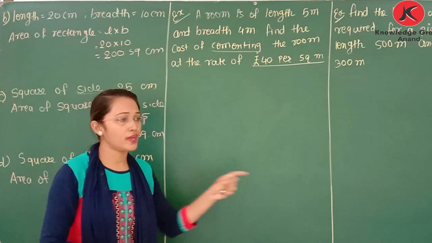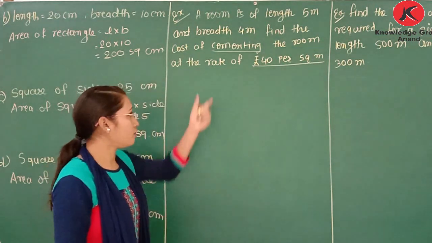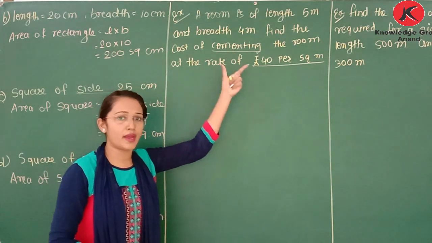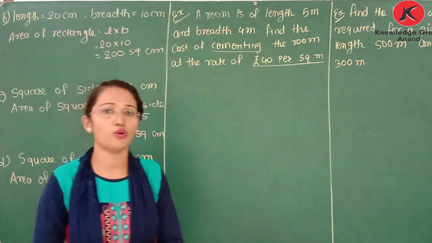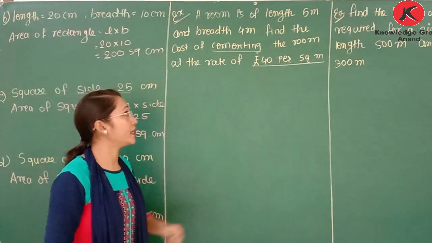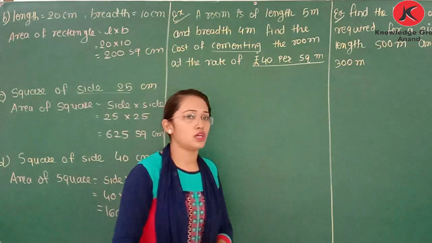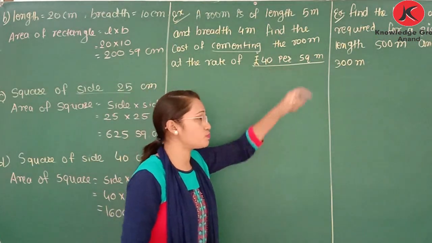Area. If we are considering the boundary, then we need to find the perimeter. Here it is the word cementing. Cementing means it is performed on whole surface. That's why we need to find area of room. Clear? Then the cost is also given, 40 rupees per square meter.